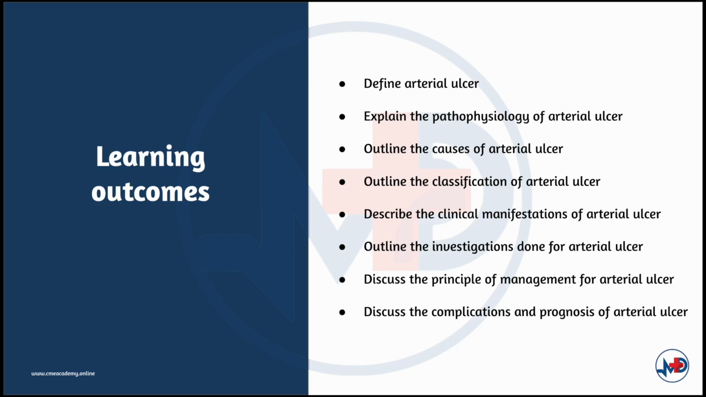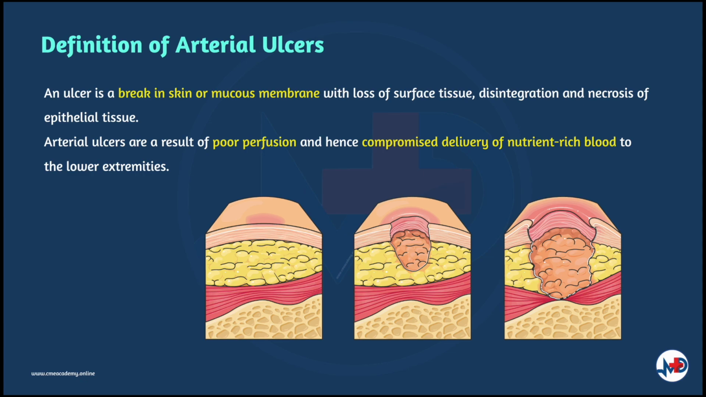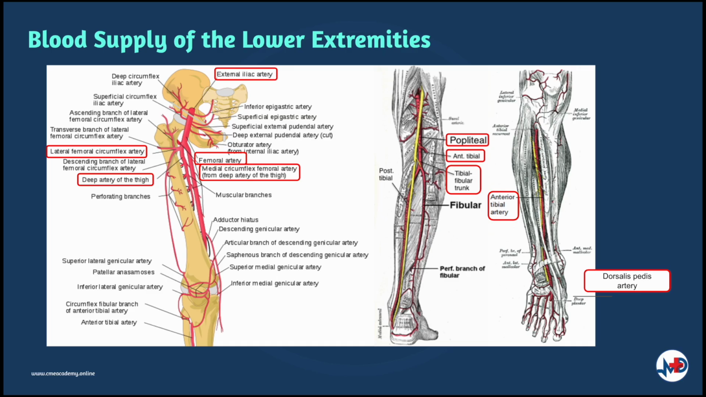Let's get started. Ulcer is a break in the skin or mucous membrane with loss of surface tissue, disintegration, and necrosis of epithelial tissue. An arterial ulcer is a result of poor delivery of nutrient-rich blood, or poor perfusion, to the lower extremities. The word ulcer comes from the Greek term alkos, which means a wound, sore, or break in the skin. Now this picture shows the blood supply of the lower extremities.